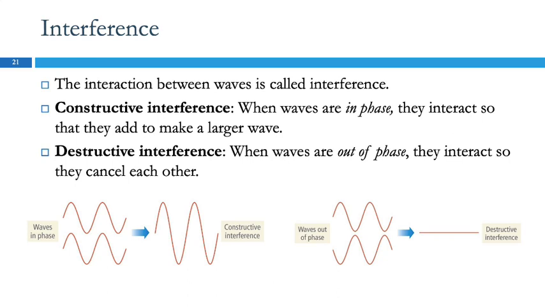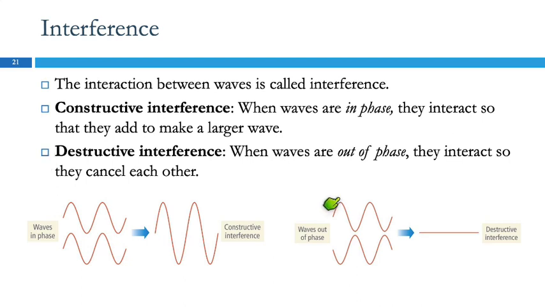So another thing that waves do is they can interfere with each other. They can do this constructively or destructively. So here we have two waves that are in phase with each other. So that means that their peaks line up with each other. And so when these guys run into each other, they basically add. And so the amplitude gets much, much larger. That's constructive interference.